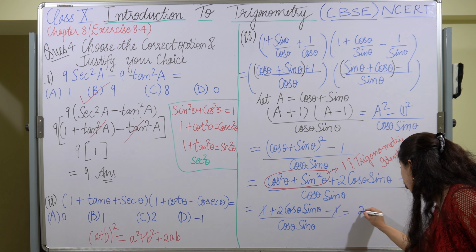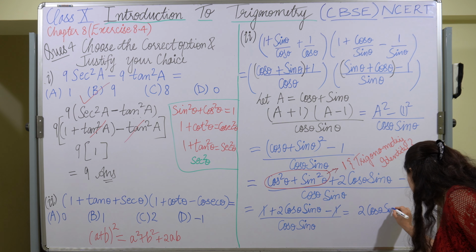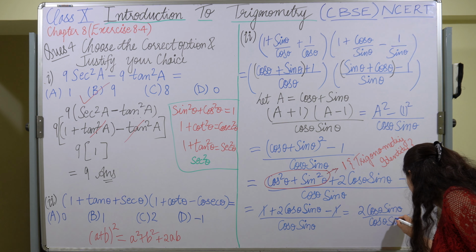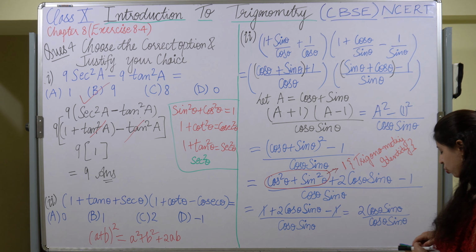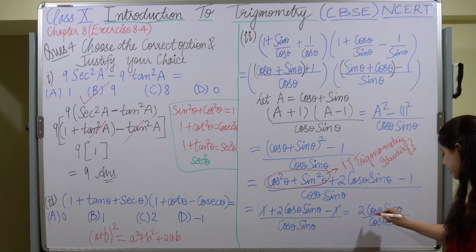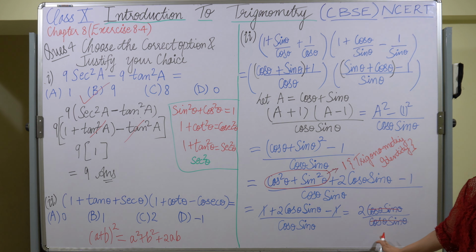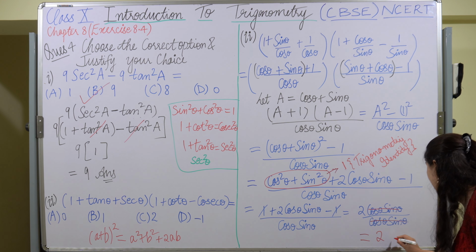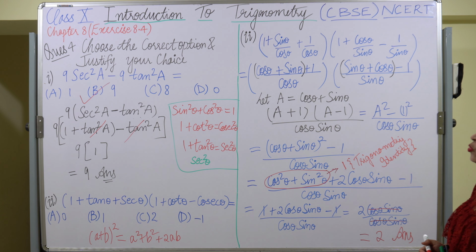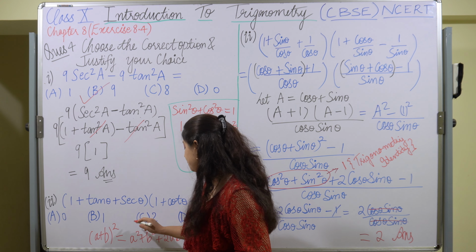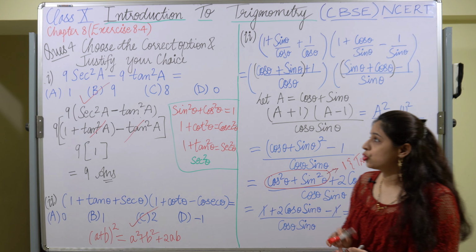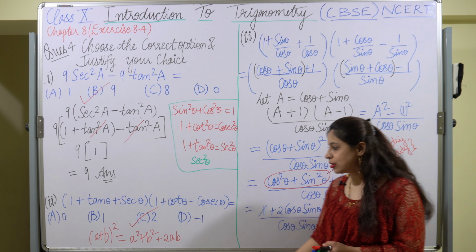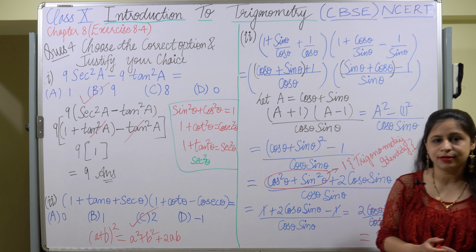So we are left here with 2 cos theta sin theta upon cos theta sin theta. Okay, so here both the terms are same, so they get cancelled. Cos theta gets cancelled, sin theta gets cancelled. So we are left here with 2 as our answer. So the 2 is option C. Option C is correct. We need to choose any one of the 4 options given to us, so the C option is correct and the answer is 2.